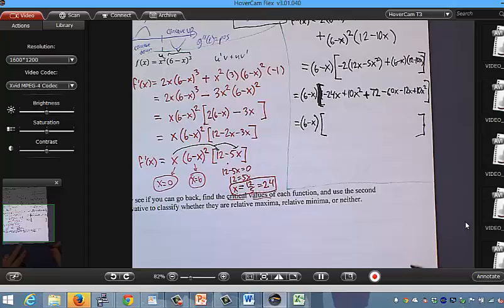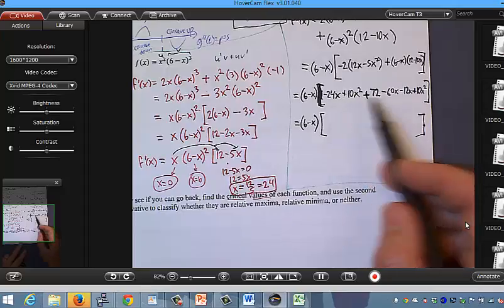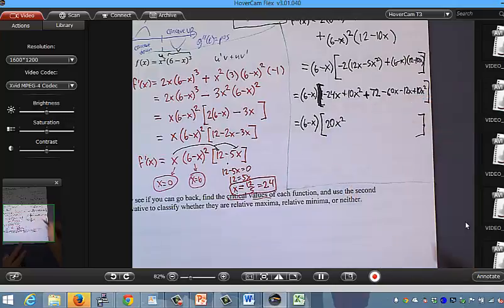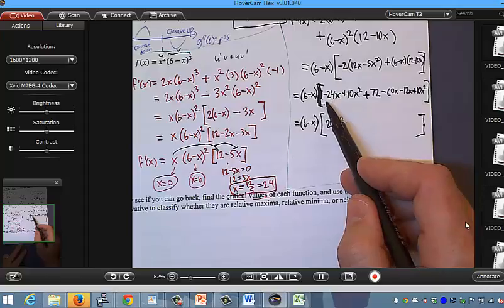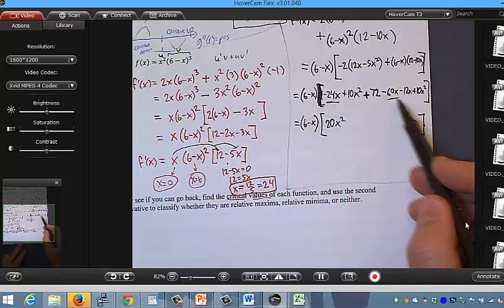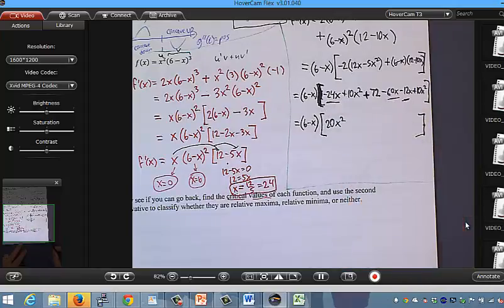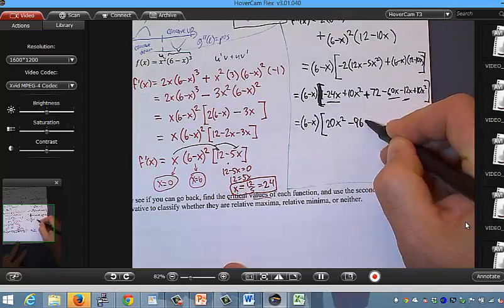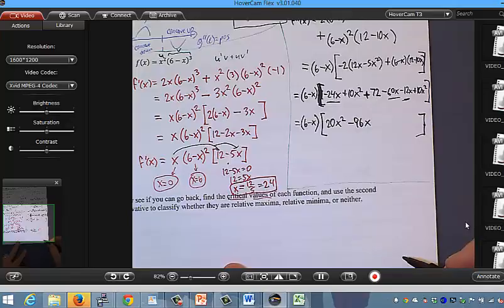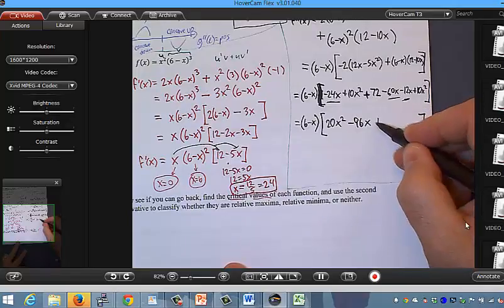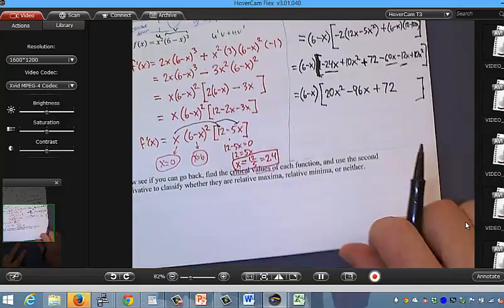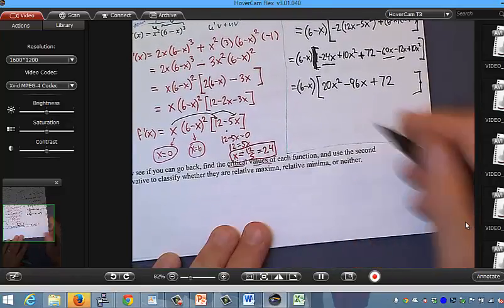So let's see, how many x squareds do we have? Well, we have a 10 and a 10. That's 20x squared. And then how many x's? Well, there's one here, negative 24, and negative 60, and negative 12. Is that negative 96x plus 72? That's what I got. You guys getting what I'm getting?